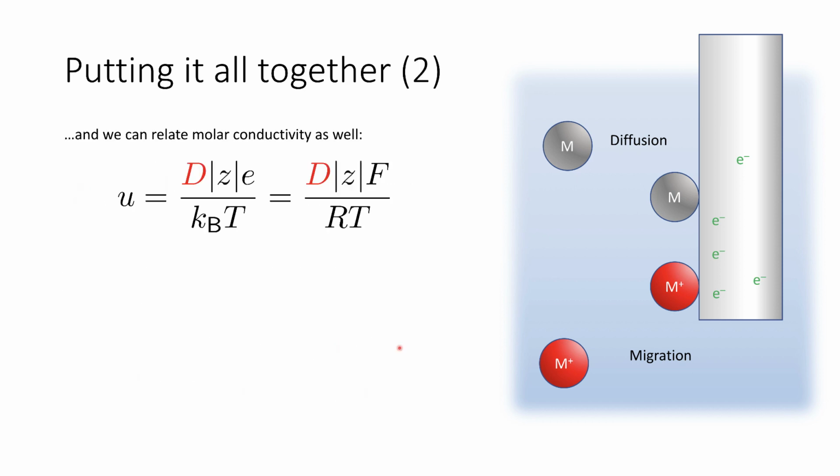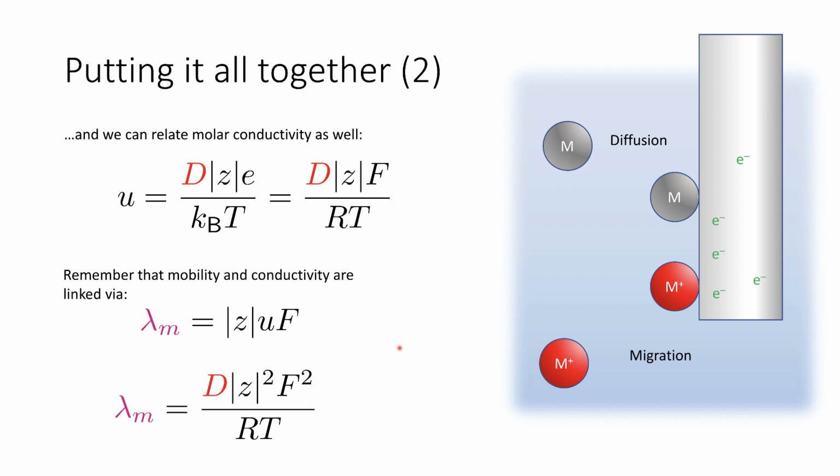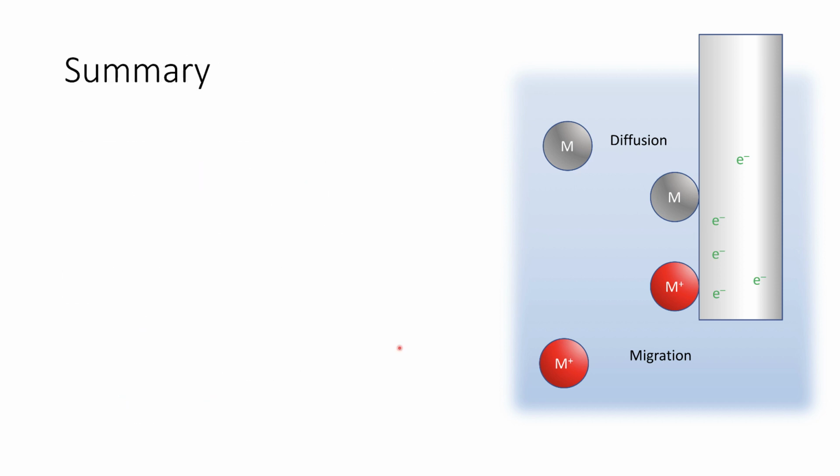This can also be related to molar conductivity. So remember what we did last time looking at molar conductivity, and we have a link between our mobility and conductivity from the start of this session. And this allows us just to simply do a quick substitution to express our molar conductivity in terms of the diffusion coefficient. In summary, we need to look at ionic mobility.